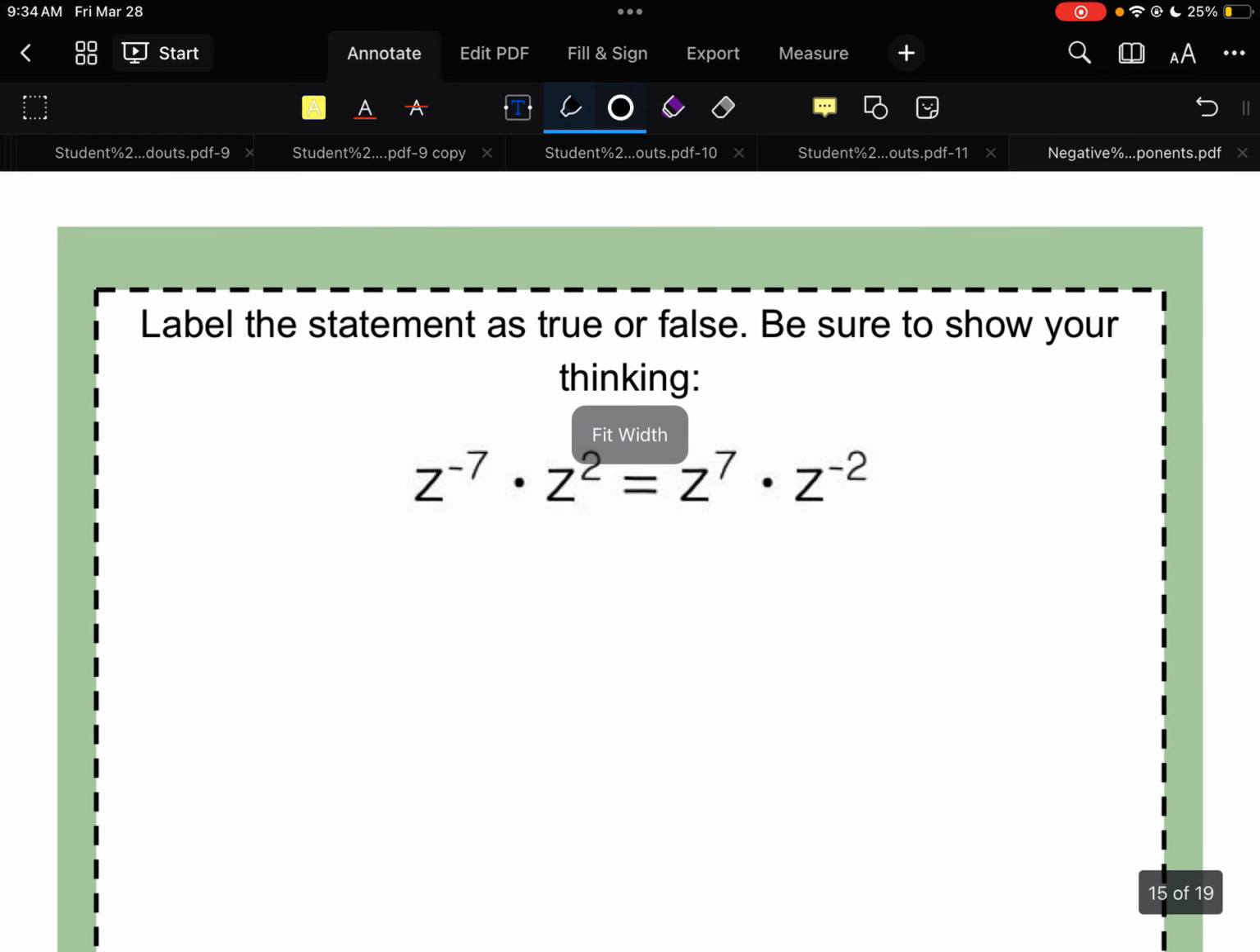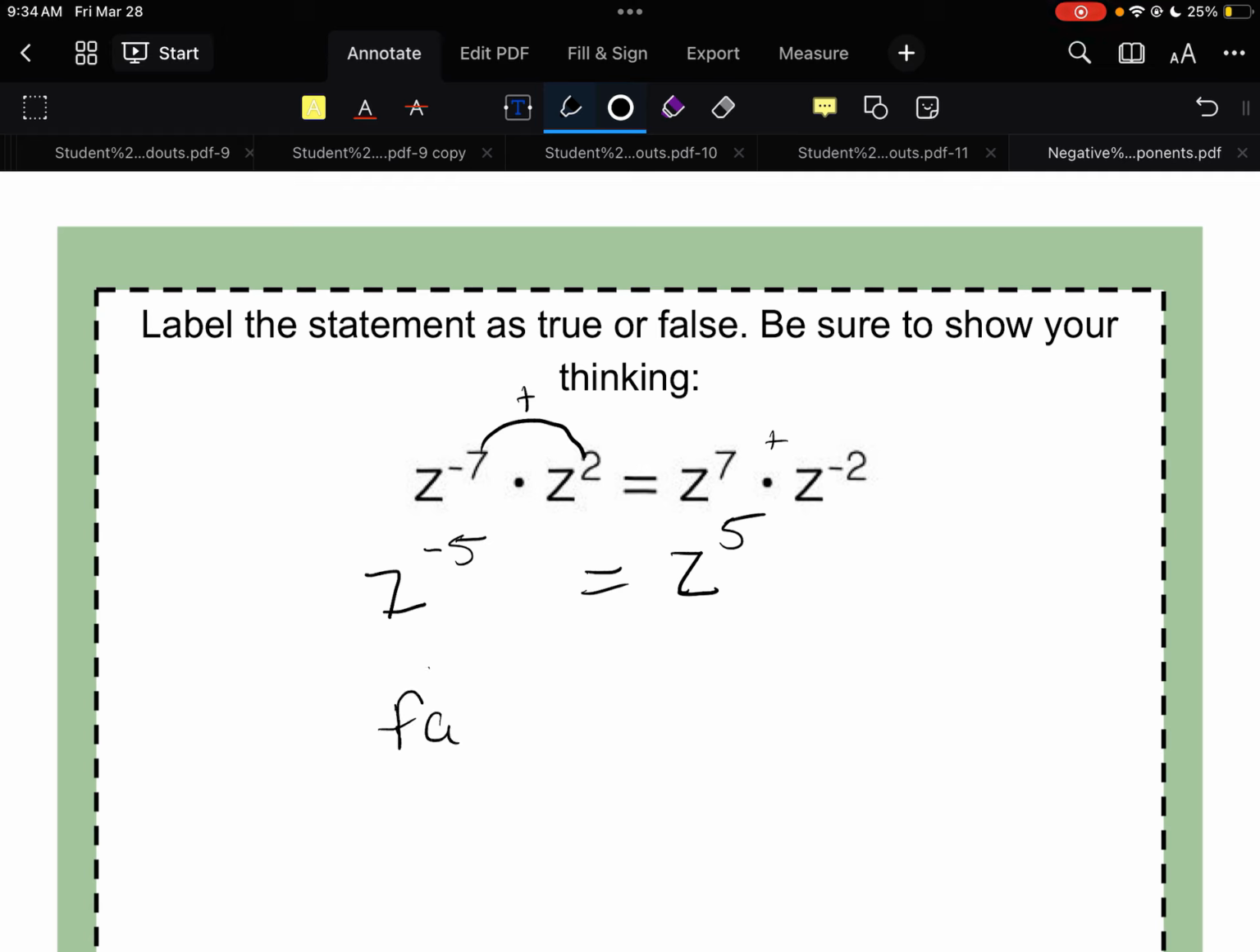All right. Label the statement true or false. Be sure to show your thinking. So we got to add these two together here. And z would then equal negative 5. And then if we add these two together, z equals positive 5. So this one would not be true. This one would be false. Those two do not equal each other.